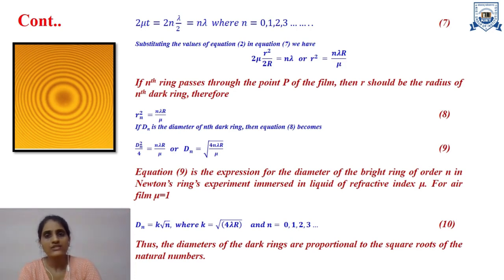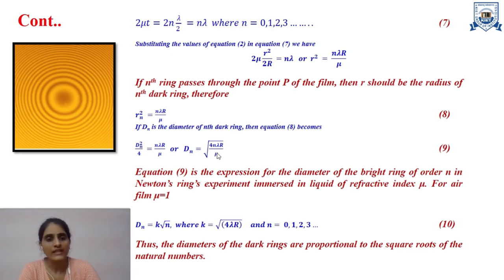If nth ring passes through the point P of the film, then r should be the radius of nth dark ring. Therefore, the above equation I rewrite in terms of nth dark ring, that is Rn square is n lambda R upon mu, and equation 8 in terms of diameter is written as dn square upon 4. This is n lambda R upon mu, or dn is equal to square root of 4n lambda R upon mu.